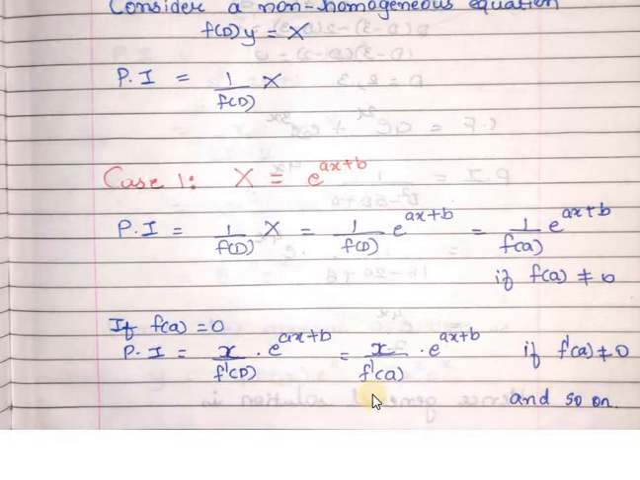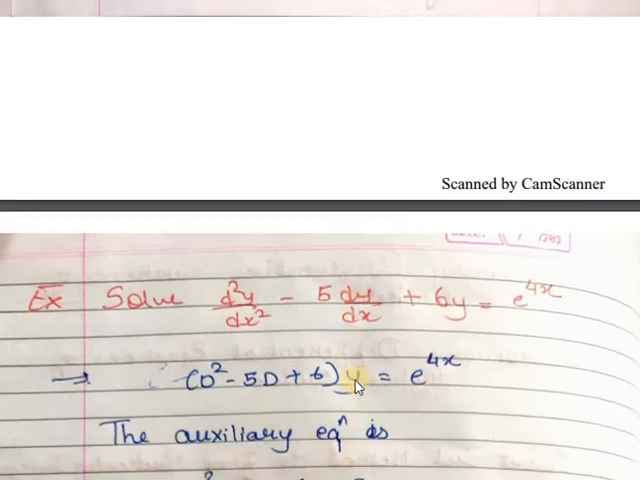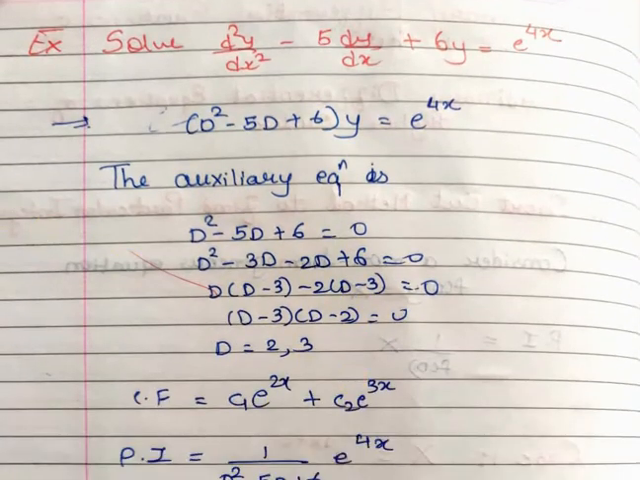Now let us discuss examples related to case 1. First example, solve d square y divided by dx square minus 5 dy by dx plus 6y is equal to e raised to 4x. So here as you can see, the given differential equation is a non-homogeneous differential equation because the right hand side of the equation is not equal to 0. So that's why it is a non-homogeneous differential equation.